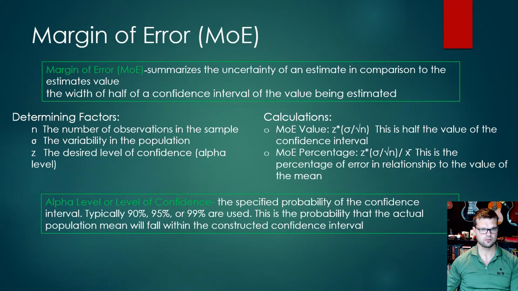With the alpha level, we typically use alpha levels of 90%, 95%, or 99%. Normally, with alpha, we document it as 0.9, 0.95, or 0.99. So this is the probability that the actual population mean will fall within the constructed confidence interval, which we're going to get to in a little bit, but basically the percentage that we want to be confident that we're actually accurate. Like I said, you've got the calculations right over here on the right hand side for the margin of error value and the margin of error percentage.